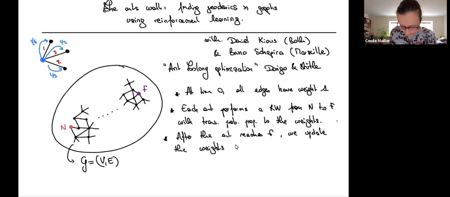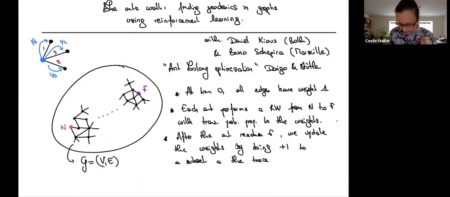And how do we do that? We just do +1 to, and here I'm going to be a bit vague, a subset, but I'm going to be more precise later, a subset of the trace of the ant. So the trace is all the edges that have been crossed at least once by this ant, and we're going to do +1 to a subset of this trace. Okay, and you can imagine that this really represents the ant leaving pheromones behind itself, right, when it walks.